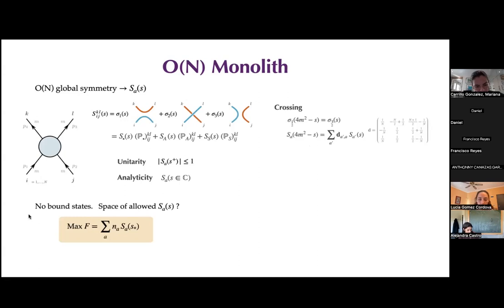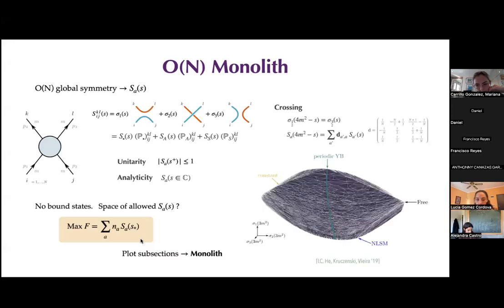So something that we did was to study the space of all possible amplitudes, S of s, for theories without bound states. And to study this space, what you can do is maximize functionals of this form, where you have the 3 different channels with some coefficients. You change the coefficients, and in this way, you scan this space. It is actually an infinite dimensional space because you have this continuous variable S. So something you can do is plot subsections. And these subsections, or this space, is what we call the monolith.